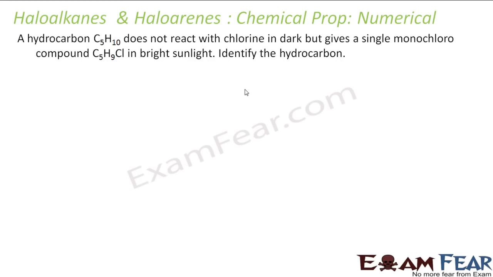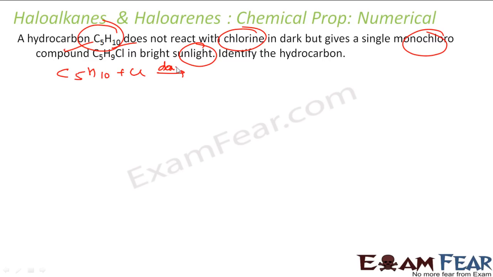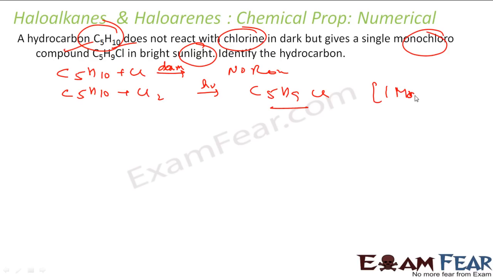Pretty easy. Let's take one more example. C5H10 does not react with chlorine in dark but gives a single monochloride compound C5H9Cl in bright sunlight. We have to identify the hydrocarbon. The question says that C5H10 plus Cl2 in the dark gives no reaction, and C5H10 with chlorine in the presence of sunlight gives C5H9Cl, and only one monochloro compound.